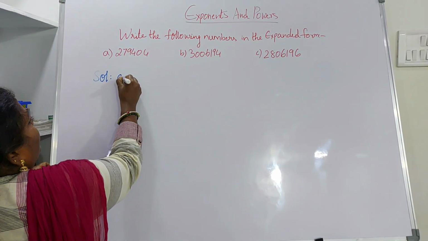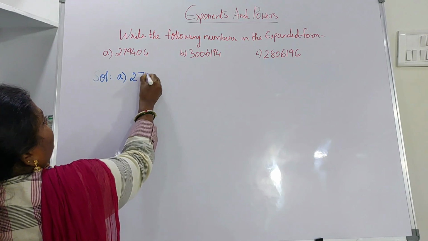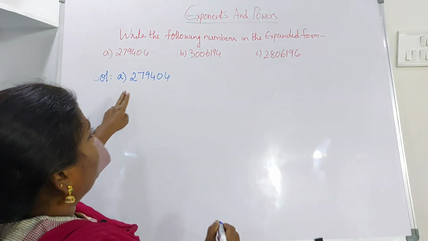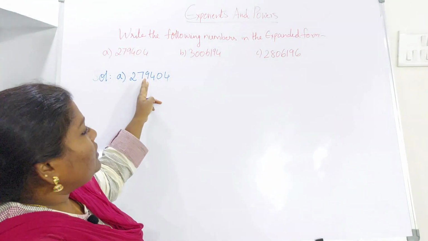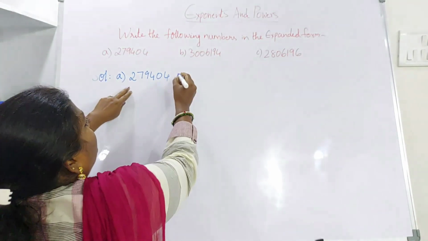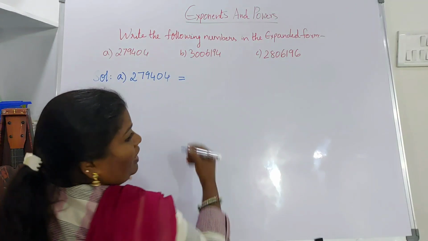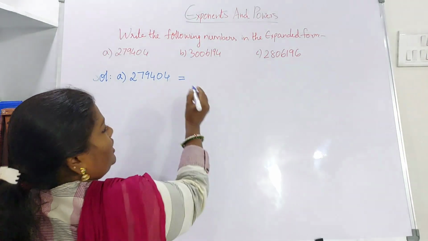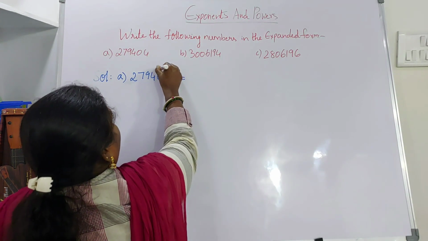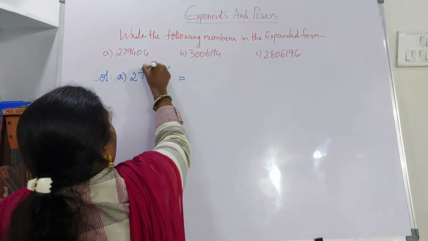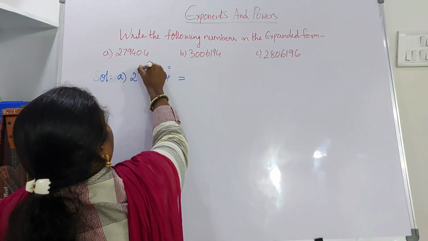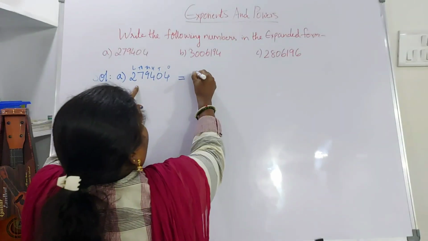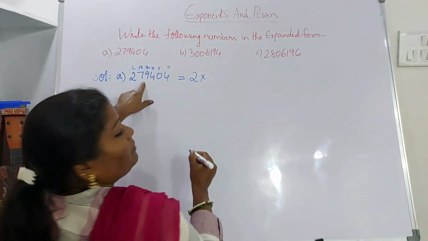So the first one is 279404. Now here you need to write it in expanded form. What you are going to do, as you have learned in the earlier classes, is see the place value: ones, tens, hundreds, thousands, 10,000, lakh. So here you are going to expand by seeing the place value.